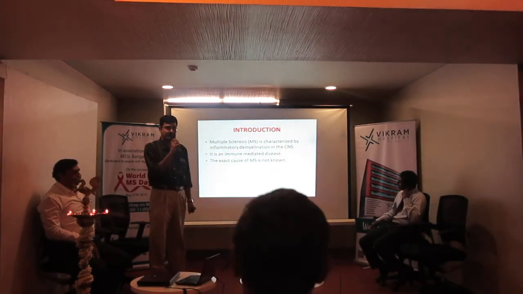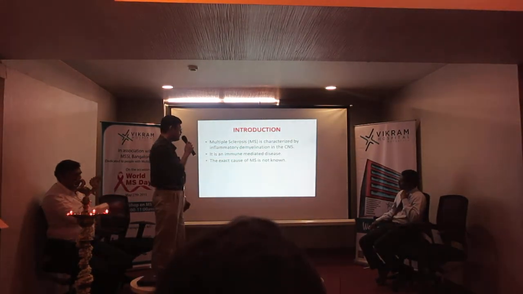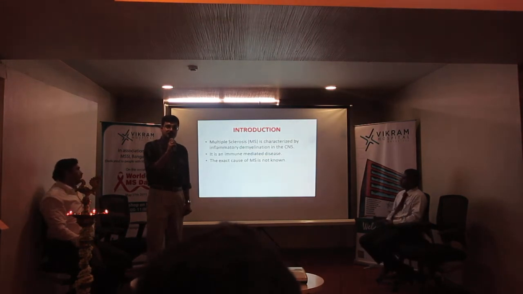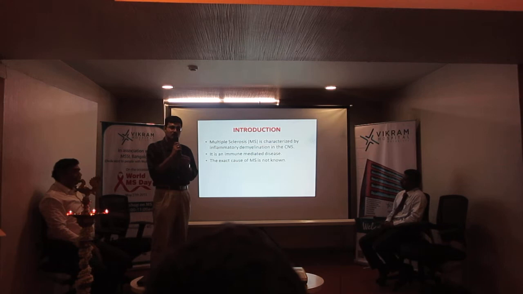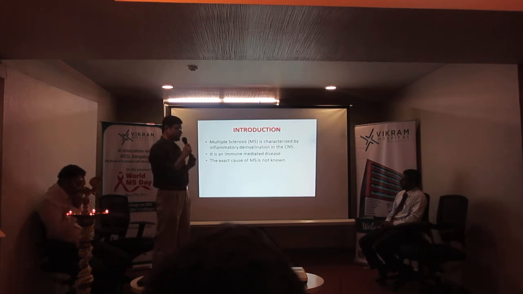Multiple sclerosis is basically characterized by an inflammatory demyelination of the central nervous system. The central nervous system comprises the brain and the spinal cord. Usually the peripheral nervous system is not involved in MS. And it's primarily an immune-mediated disease. And the exact cause of MS is still not known.